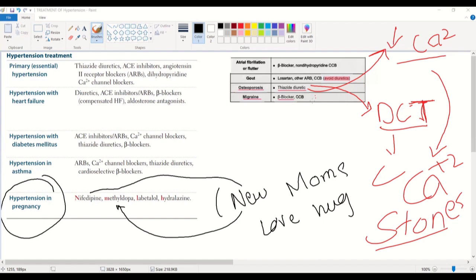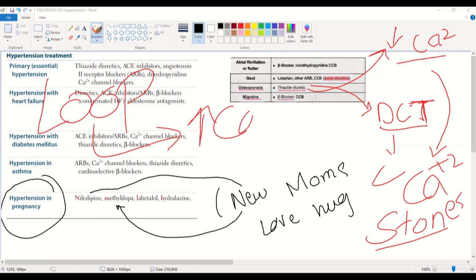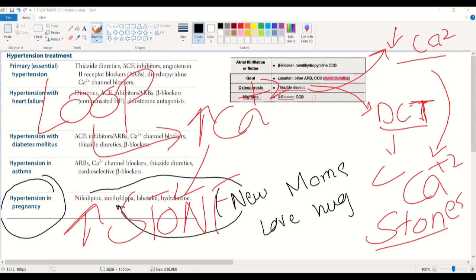Okay, yes. But loop diuretics increase calcium excretion. So increased calcium excretion will lead to hypocalcemia, and it will lead to increased calcium stone formation, right? Yes. Increased calcium stone formation.